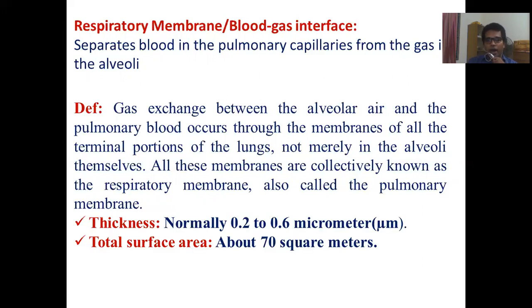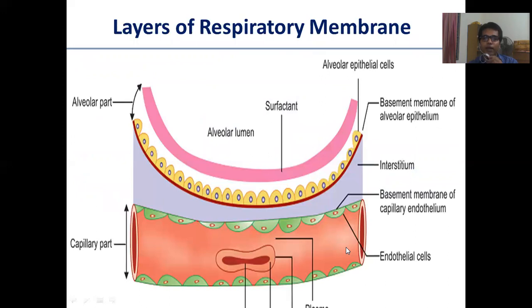Okay. And this membrane is very thin. The thickness is about 0.2 to 0.6 micrometer, whereas the total surface area is very large, about 70 square meters. Now, what are the layers of the respiratory membrane?